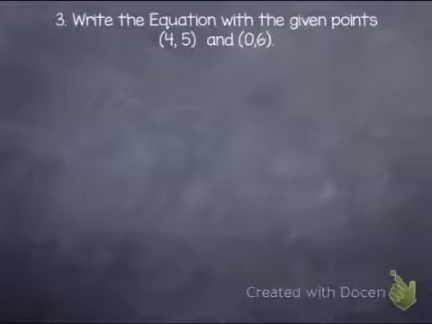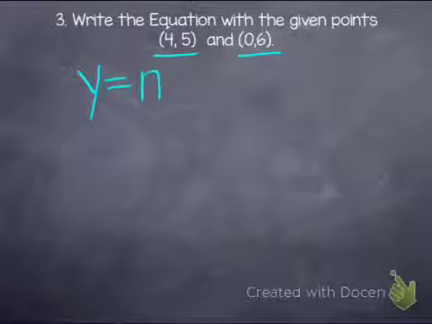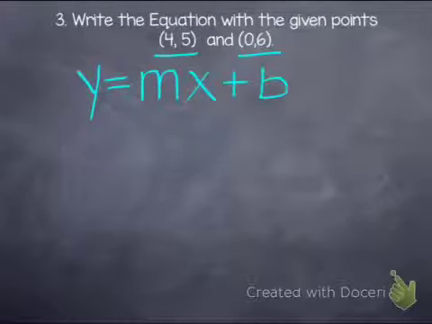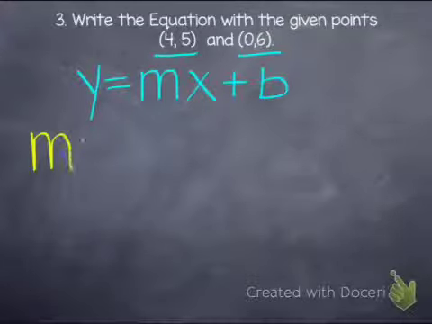Our last problem today is going to be another slope-intercept equation where we're given 2 points. We're given the points 4, 5 and 0, 6. And we need to write the equation, and that's going to be in the form y equals mx plus b. So the first thing that we need to do is find our m. If you'll recall, slope is found by using the slope formula.